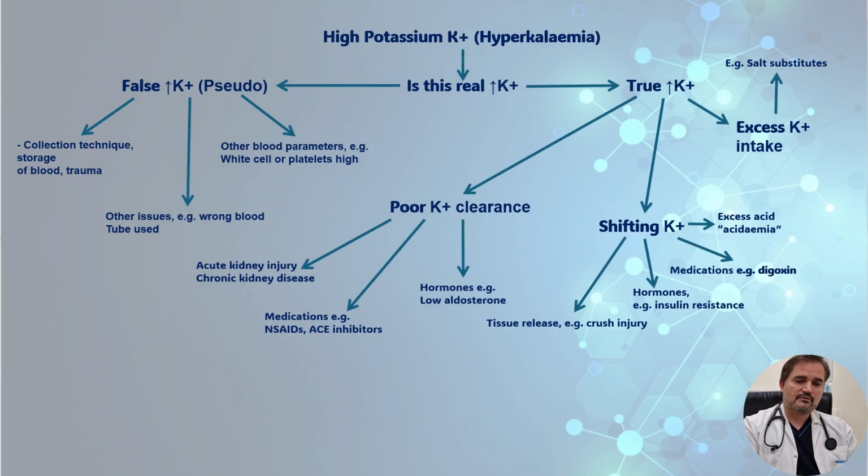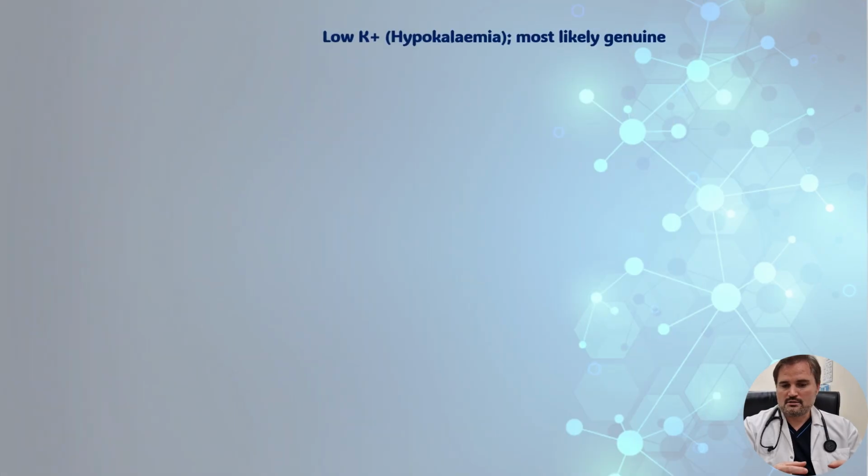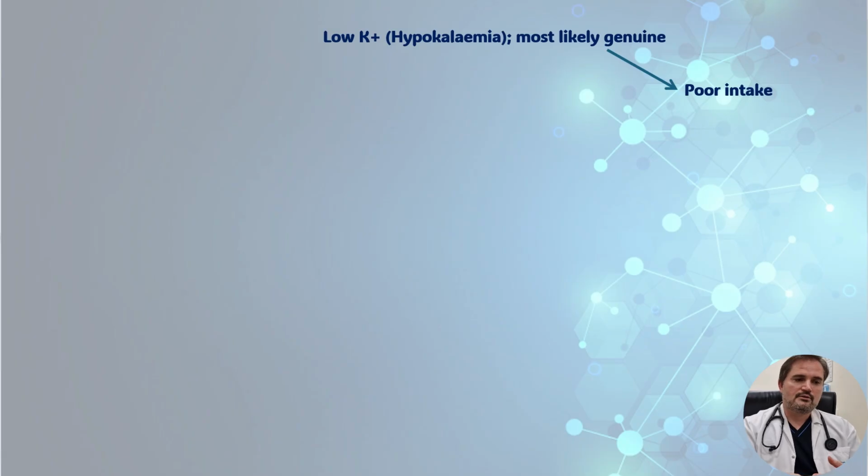What about if the potassium is especially low? Well, less likely to be a problem of the analysis, because obviously considering this is mainly inside the cell, if the levels are already low, probably genuinely low as opposed to artificially low from a processing problem. So then you're again back to the same three questions. Are you not taking much in? That's pretty uncommon. You don't need a lot of potassium. Are you losing potassium? And are you shifting the potassium somewhere?